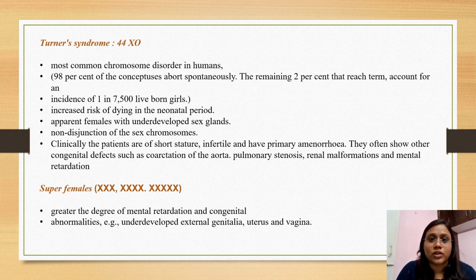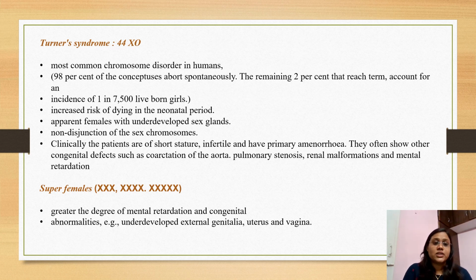Now coming on to Turner syndrome, as there is non-disjunction, meaning chromosomes fail to separate during cell division. So one haploid cell will have fewer chromosomes and one haploid cell will have more chromosomes. In Turner syndrome there is absence of one sex chromosome, so it is 44X0. It is the most common disorder, but in 98% of cases the fetus, meaning the conceptus, aborts spontaneously. Only 2% of pregnancies reach term. So the incidence is 1 in 7,500 live births, and the majority of them die in the neonatal period.